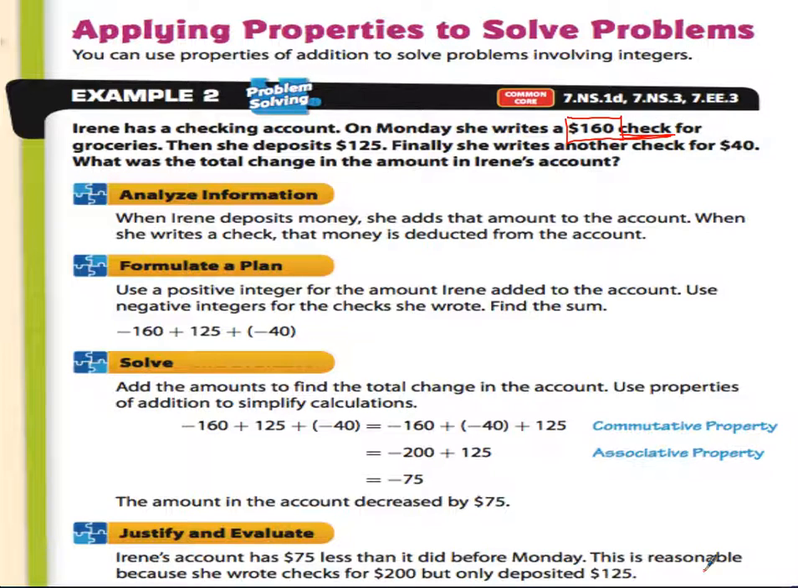In this case, it's important to know that it's a check because we need to know that that is being debited. It's being taken away. Then she deposits $125, and then she writes another check for $40. My question here: what is the total change in the amount of Irene's account? So we want to know the total change.